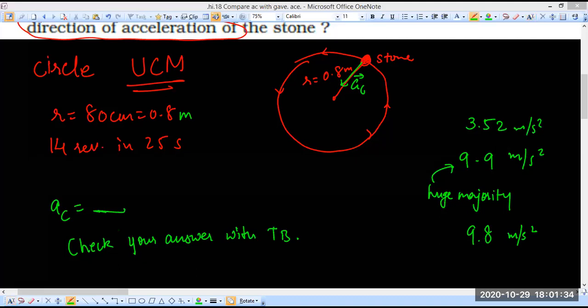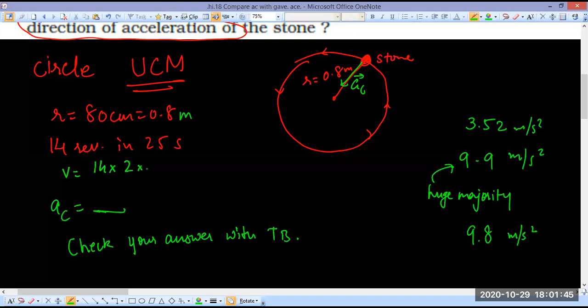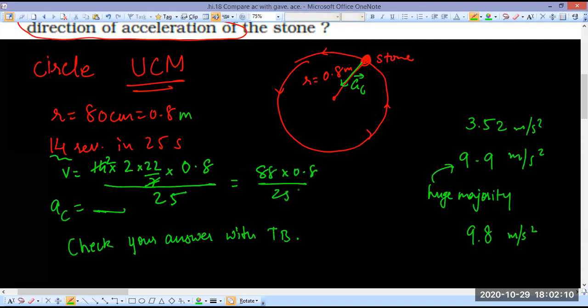Okay, let me just do it. Those who have got it right, no problem. You can leave. I'm not going to talk about anything else. First, we find out V. V is equal to 14 into 2 into pi into R upon 25. Okay, 14 revolutions, one revolution is 2 pi r. So you get 4 into 88 into 0.8 upon 25. Okay, I just leave it like this.